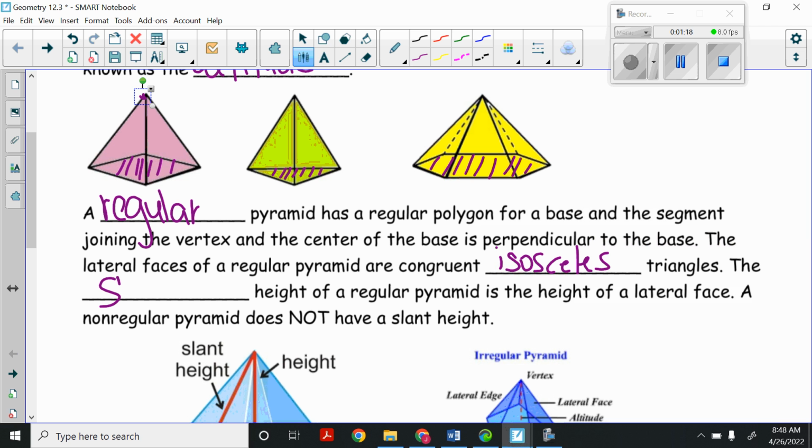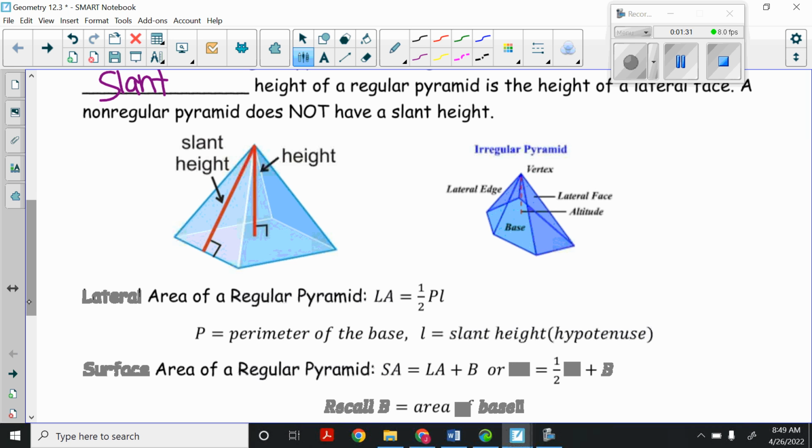The slant height of a regular pyramid is the height of a lateral face. A non-regular pyramid does not have a slant height. And then I've given you examples of that right here. So we see this first regular pyramid.